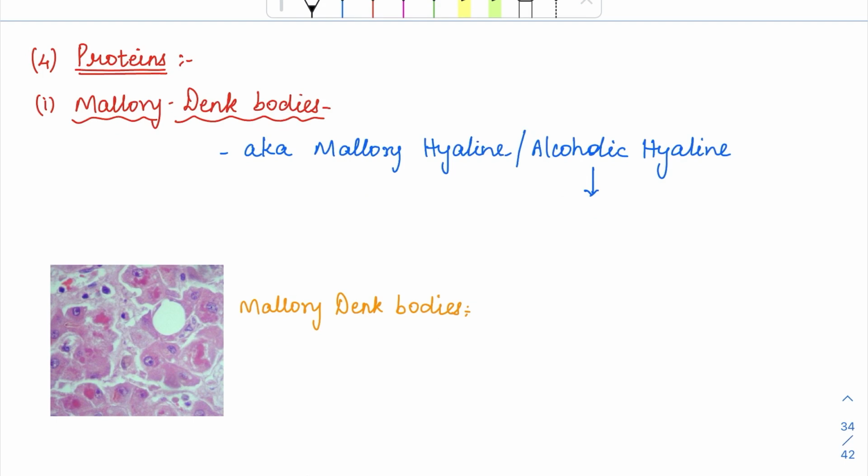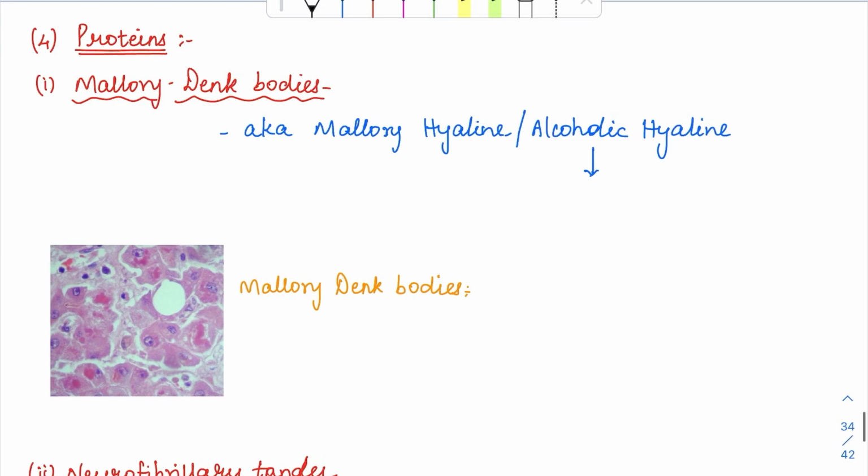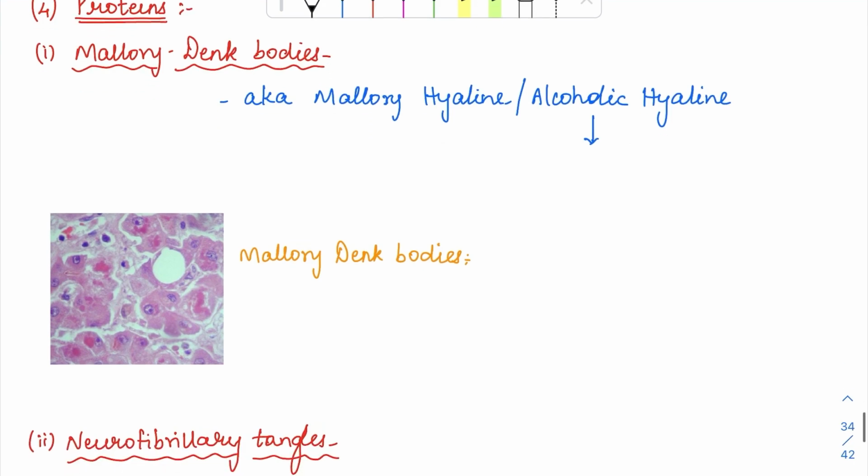The last intracellular accumulation will be proteins. Proteins can either be normal proteins which are produced in excess and accumulated, or abnormal proteins which are being accumulated, or misfolded proteins which are going to be accumulated. The first accumulated protein will be a Mallory-Denk body.